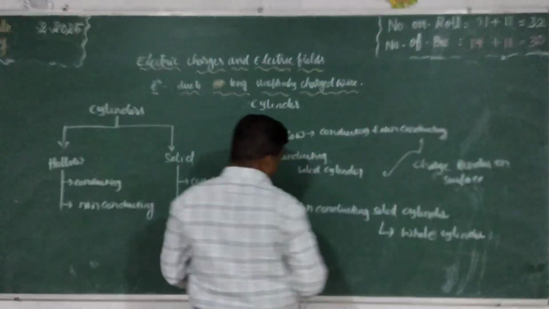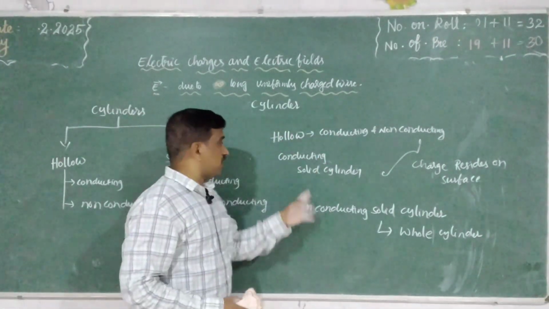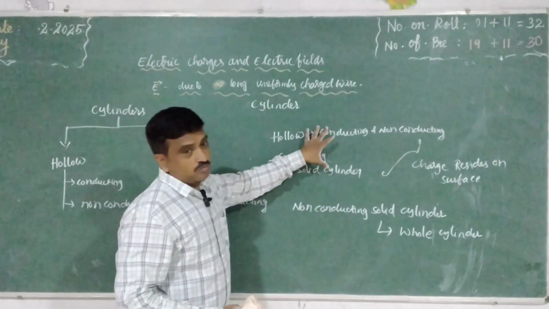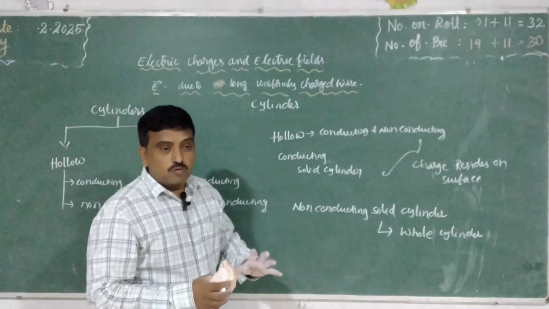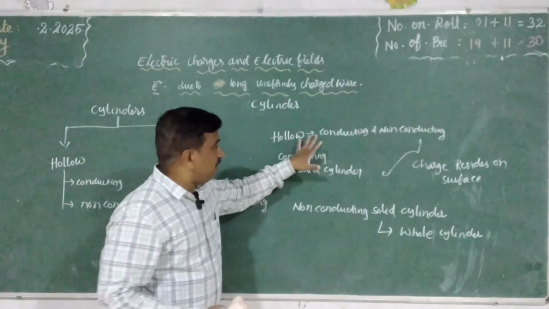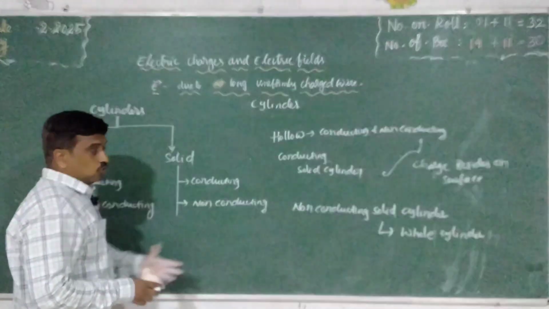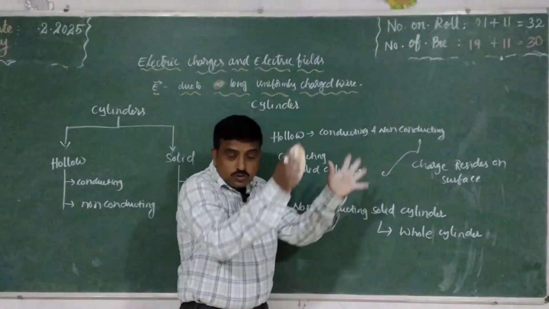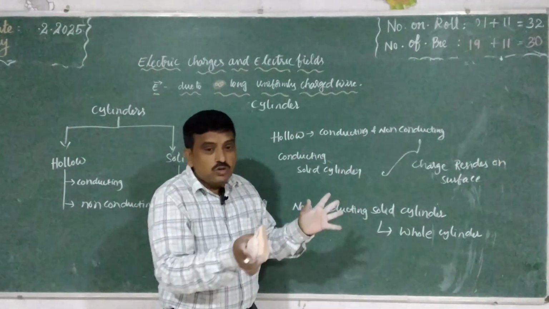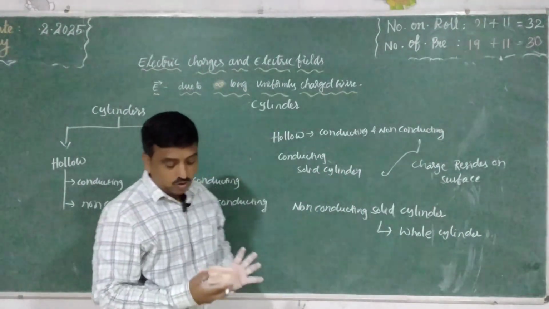So whatever properties we use for the hollow conducting, hollow non-conducting, and conducting solid cylinders are the same, and we can find the electric field for all of them together. The non-conducting solid cylinder is the difference, because charge is distributed through the total cylinder, with charge inside, but in these cases the charge is on the surface only.